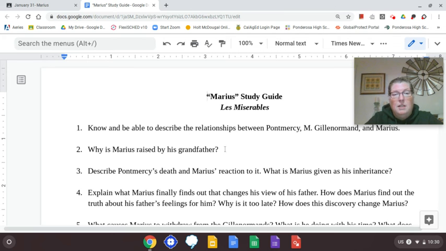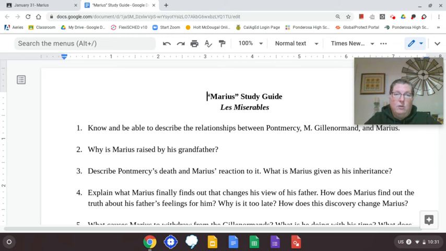So number two, Marius is raised by his grandfather. Remember, because Gillenormand does not approve of his son-in-law, Pontmercy. Remember, Pontmercy is our hero of the Republic who has the big gash on his face from the battle at Waterloo. Marius is his son. Gillenormand does not agree with Pontmercy's politics, and therefore he cannot stand the man. And so he says that he wants to raise Marius. There's no way that Pontmercy is going to raise his own son. This is after the death of Marius's mother in childbirth.